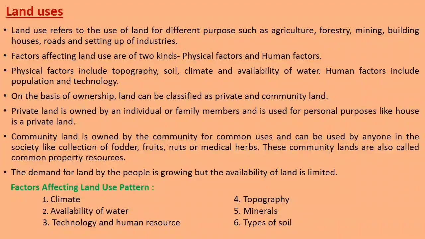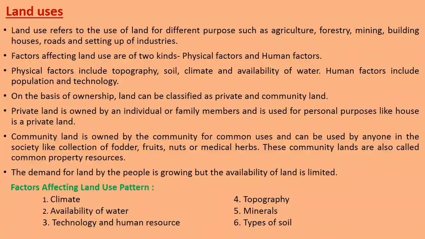So there is considerable variation in land use among nations of the world. The term land use pattern is used to indicate different uses of land. And these are the factors that affect the land use pattern: climate, availability of water, technology and human resources, topography, minerals, types of soil, availability of water, because water is a basic need for all living beings. Thus, its availability is essential for both settlement and land use pattern.